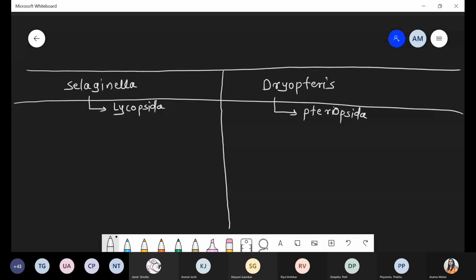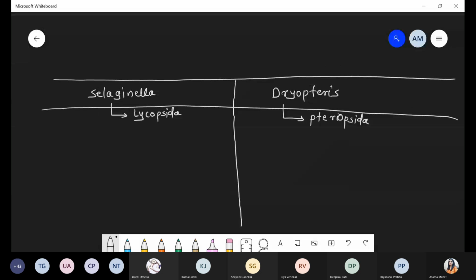Okay, chalo. I hope sound is okay now. So first of all, we are talking about... I just erased the slide. Anyone, please take a photo of your notebook and share it.